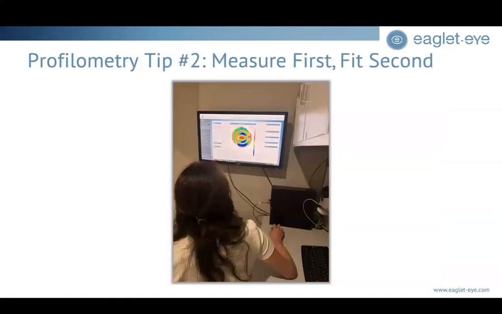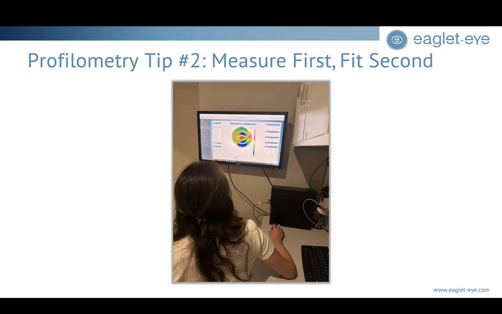Tip number 2 I want to mention is measure first, fit second. I love this when it comes to any of our measuring tools. We would never dream of putting a patient on glaucoma medication without measuring pressure first. So it's analogous to that, in that anytime we're thinking about fitting a lens, it's always more effective and efficient to measure first and figure out exactly what we're dealing with before we move into the lens.